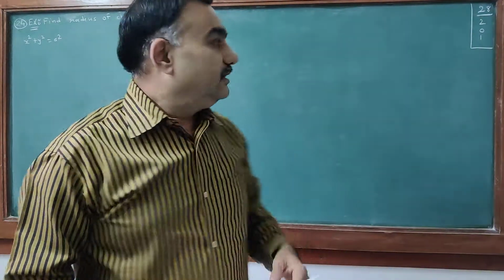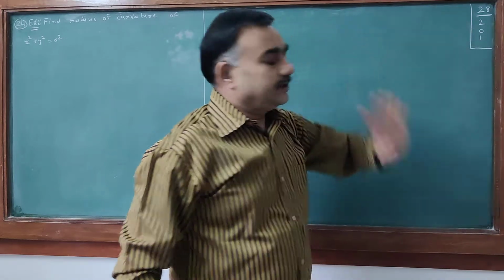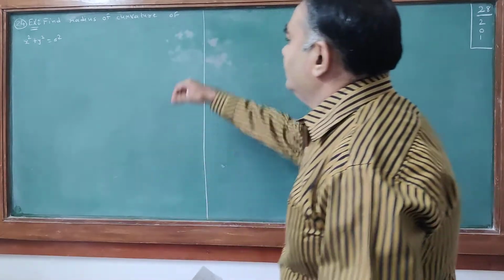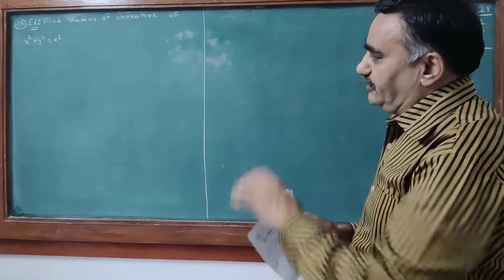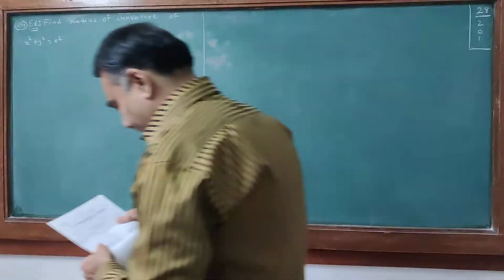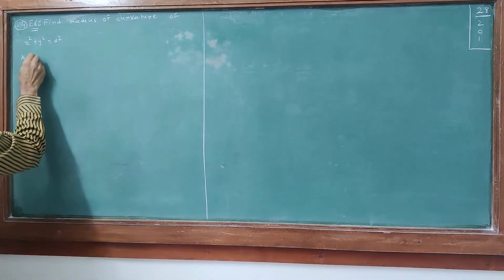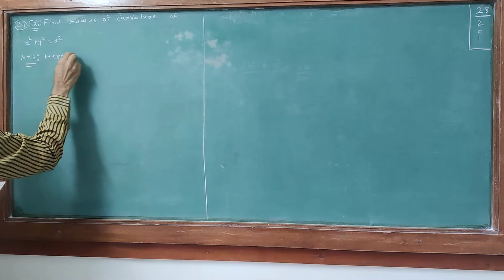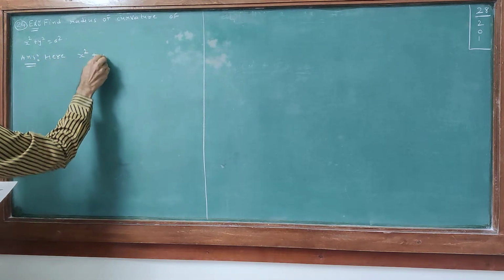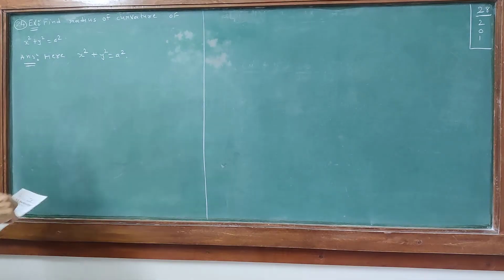Dear students, I start with lecture 28 of 201. Find the radius of curvature of the circle x square plus y square equal to a square. Answer. Here x square plus y square equal to a square means it's a circle with the radius small a.